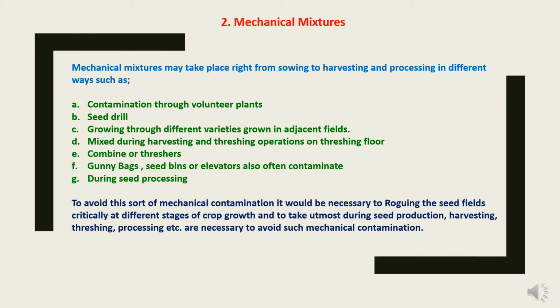Another source of contamination is during seed processing operations. All machines and mechanical parts should be totally cleaned, and it should be supervised to avoid any chances of mechanical mixture. To avoid this sort of mechanical contamination, it is necessary to rogue the seed fields critically at different stages of crop growth, and to take utmost care during seed production. Harvesting, threshing, processing, etc. are necessary to avoid such mechanical contaminations.